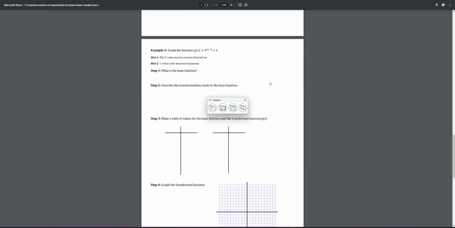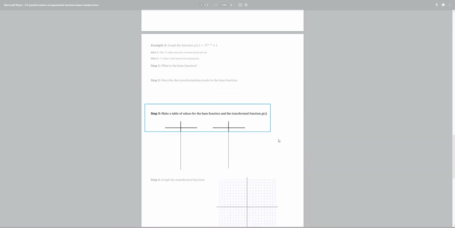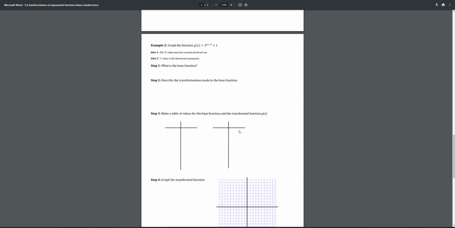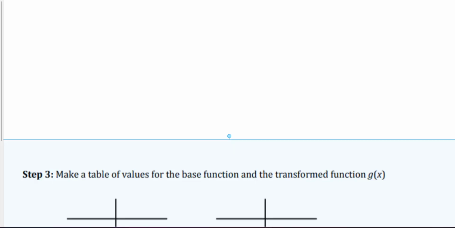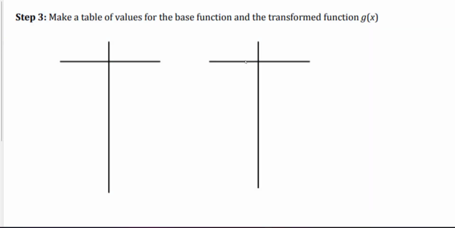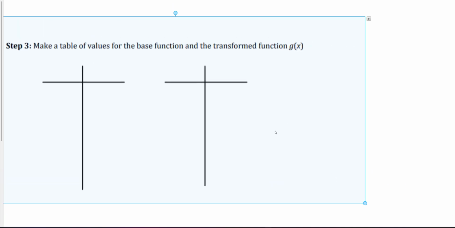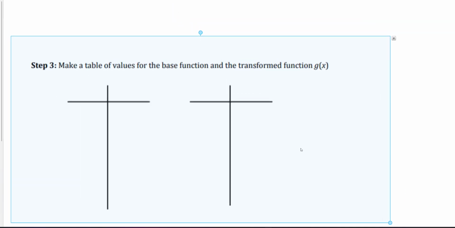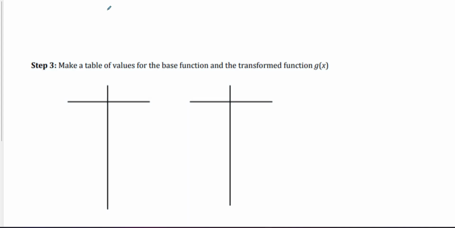Let's move on now. Gotta make a table of values. A lot of students made a mistake here on the test with their mapping notation, even though I went over mapping notation many times. And I'm going to go over it again. So how do I make my table of values?